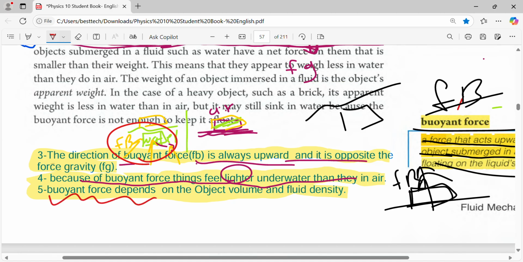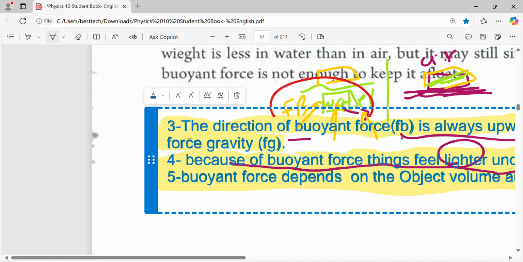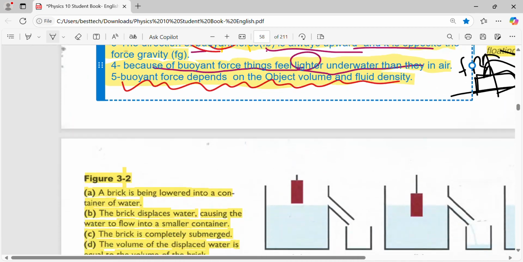So the buoyant force depends on the object's volume and the fluid density, of course. It depends on the type of the fluid, whether it's water, oil, or mercury, because their densities are different. The density of water is 1000. A different density affects the object. Even the object's volume, whether small or large, can affect the buoyant force. So guys, let me explain in detail.